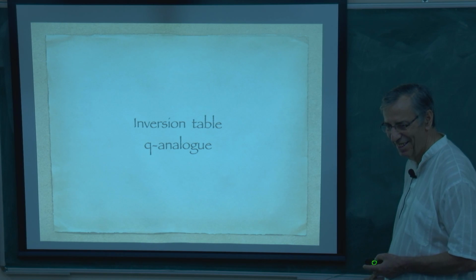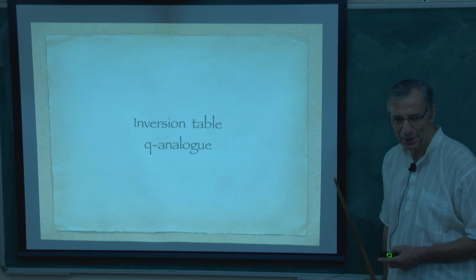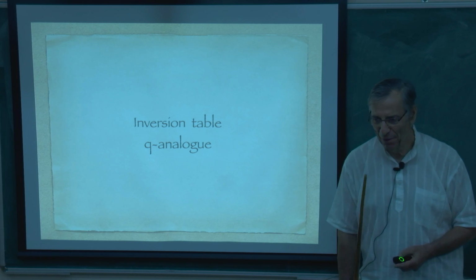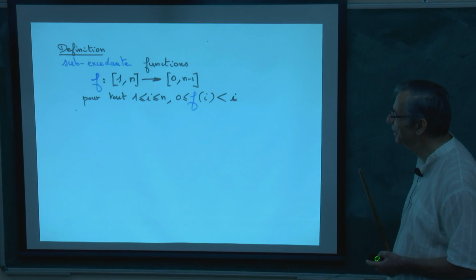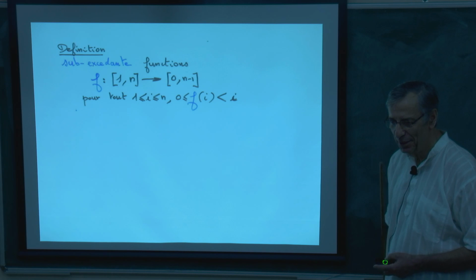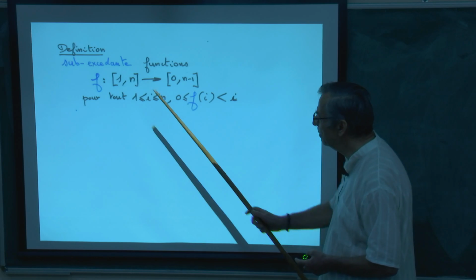Okay, now we go to the garden of q-analog. So: inversion table, inversion number, q-analog of permutation. So again, this is a very, very old subject, very classical. I start with the real q-analog, the real interpretation of n factorial. I start with subexcedant functions.